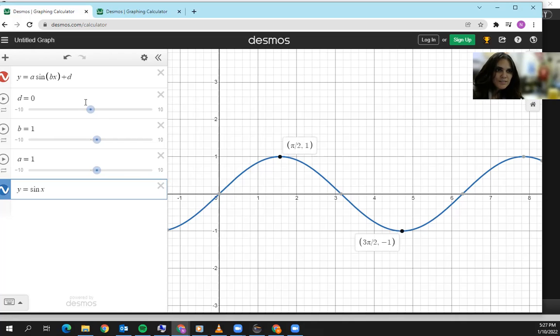So maybe let's see what happens with d. If I play around with d, if I increase d, what happens to my graph? My graph is shifting up. Let's say I made d 2.